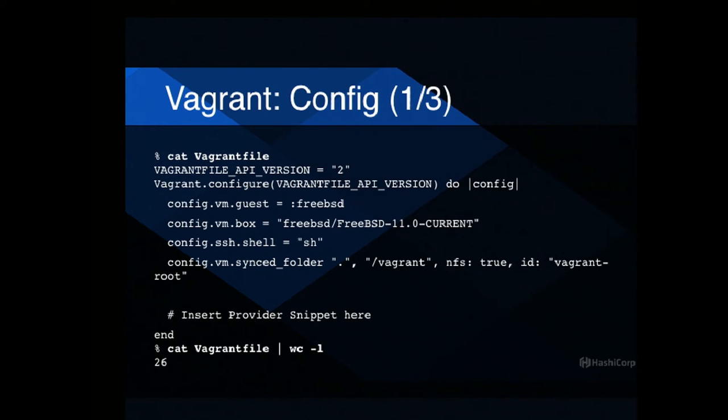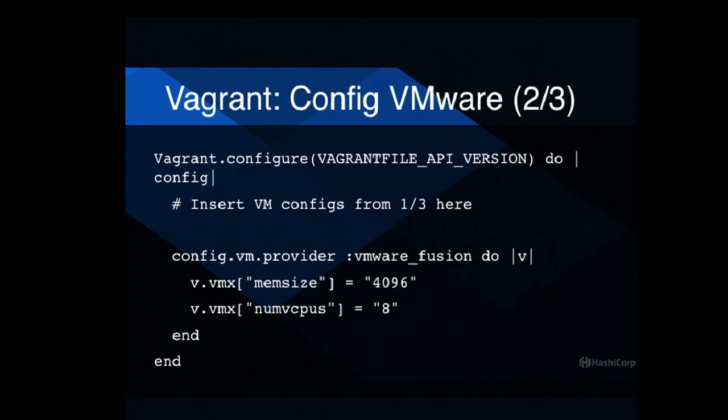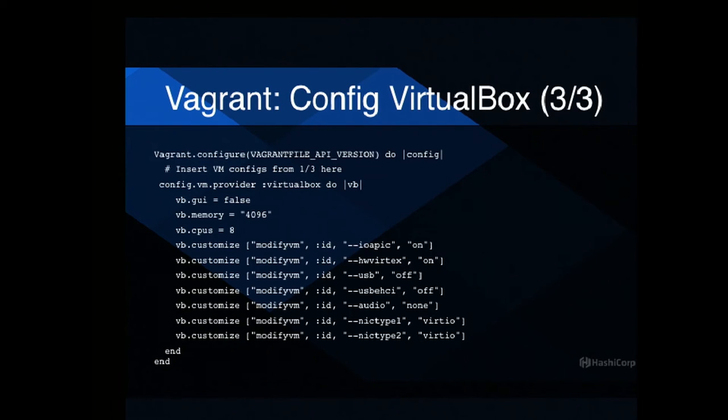These Vagrantfiles are generally pretty small, but they allow for some really nice, usable, interactive development workflows. In the case of VMware, specify your memory size, number of CPUs, you're pretty much off to the races. For VirtualBox, there's a little bit more. I'm actually not entirely sure. I use VMware for most of my stuff. So for VirtualBox, I've seen this on the internet as a common config for FreeBSD. But similar, you know, you set your memory, CPU, and in this case GUI false.